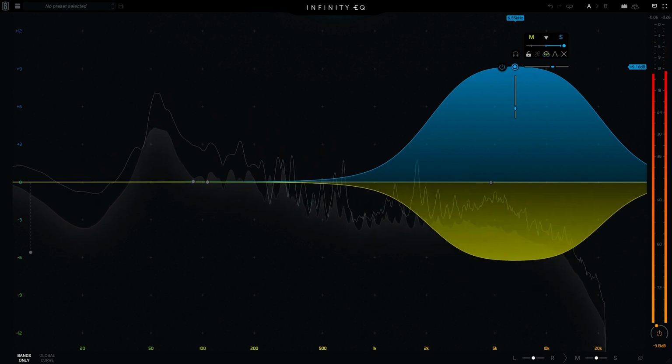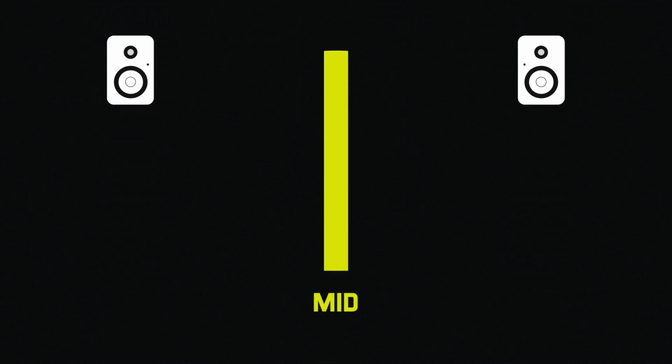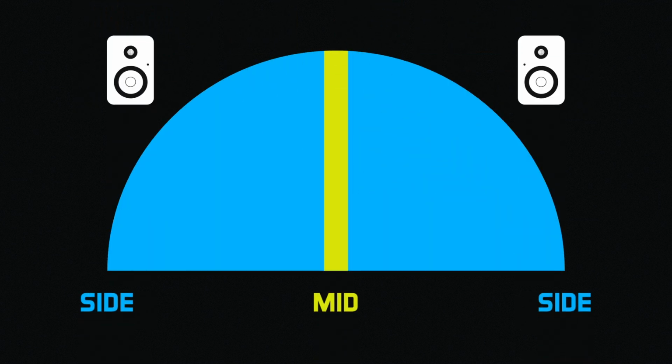So MSEQ stands for mid-side, and here's an explanation of what that means. With a mid-side EQ, you can apply equalization independently to the middle of the mix and to the sides of your mix. Let me explain that further.